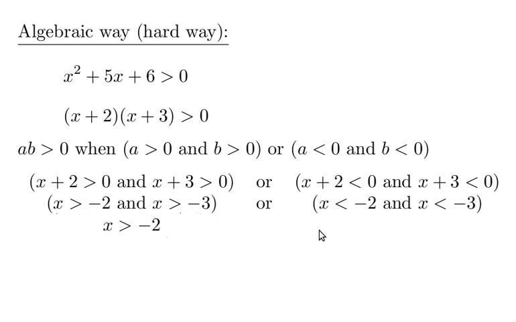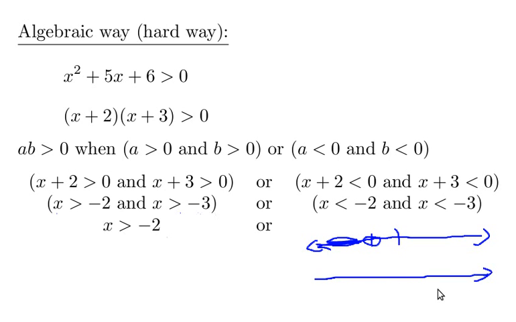Okay, so at the same time over here, we can deal with this "or" in between, and we have that x is less than -2 and x is less than -3. So we have something very similar. I'm going to go ahead and draw it again. x is less than -2 and x is less than -3.